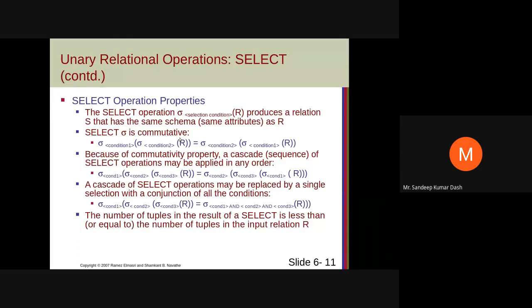Then this is also called the commutative property has cascade nature. That means you can interchange any of the conditions. First condition 1, then condition 2, condition 3. It's not necessary. You can place condition 1 here, condition 3 here, condition 2 here, likewise. Okay. It can be mixed. There is no proper sequence. You can put any condition anywhere.